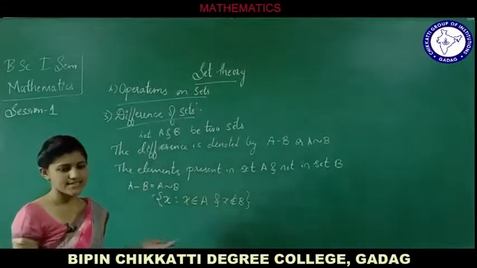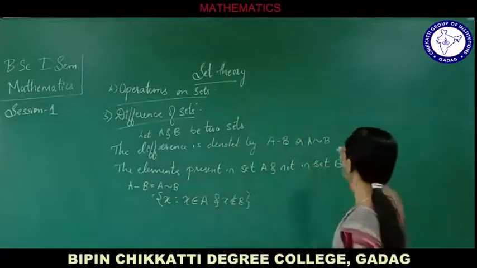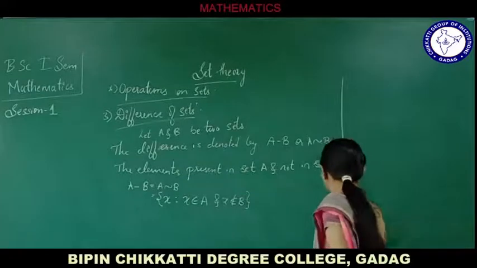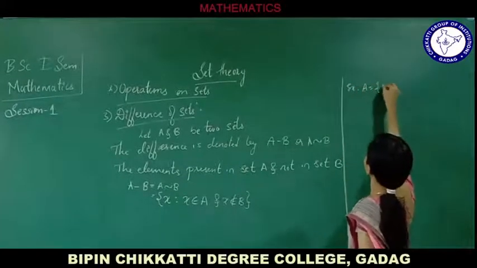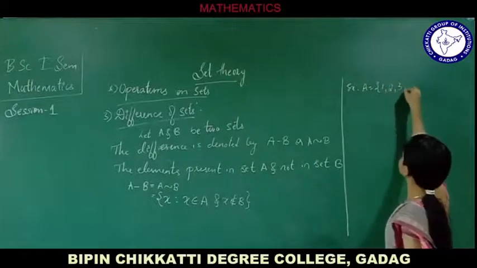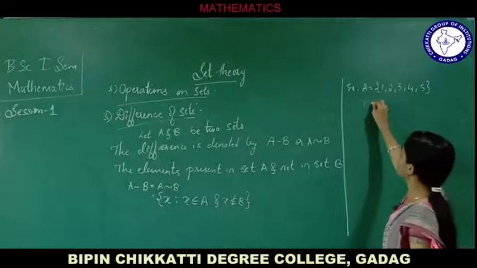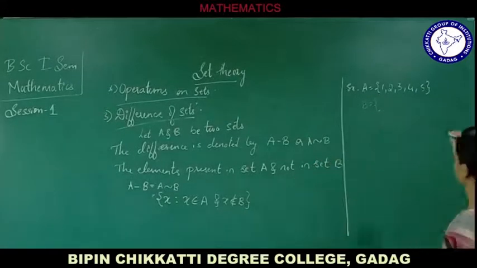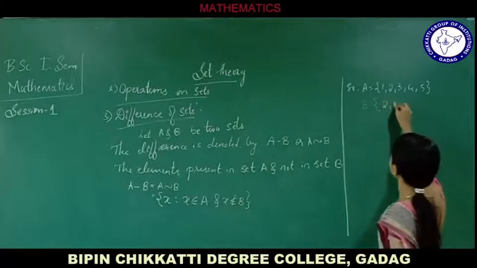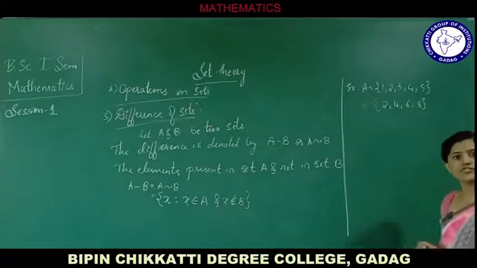Let us consider one example. Let A be equal to 1, 2, 3, 4 and 5. Let set B be equal to 2, 4, 6 and 8. How are we going to find the difference?